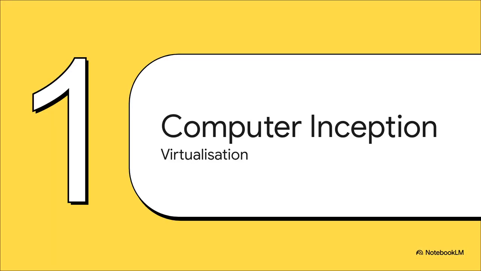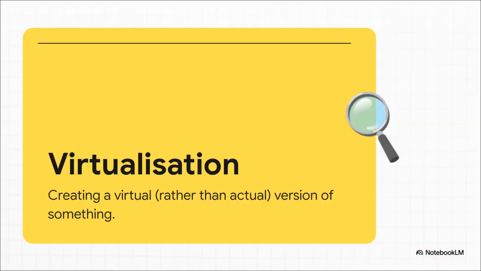Section 1. The computer inception. Virtualization, at its core, is simply the act of creating a virtual, rather than actual, physical version of something. And I know that sounds incredibly simple, but it's actually a massive paradigm shift. Instead of needing a brand new physical metal and plastic box for every system you want to run, you just use software to simulate the hardware. It completely shatters the physical limits of computing.